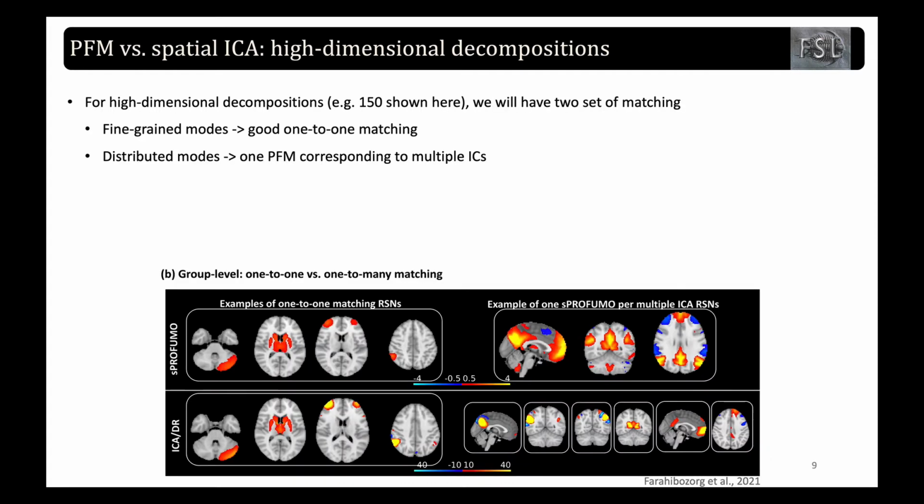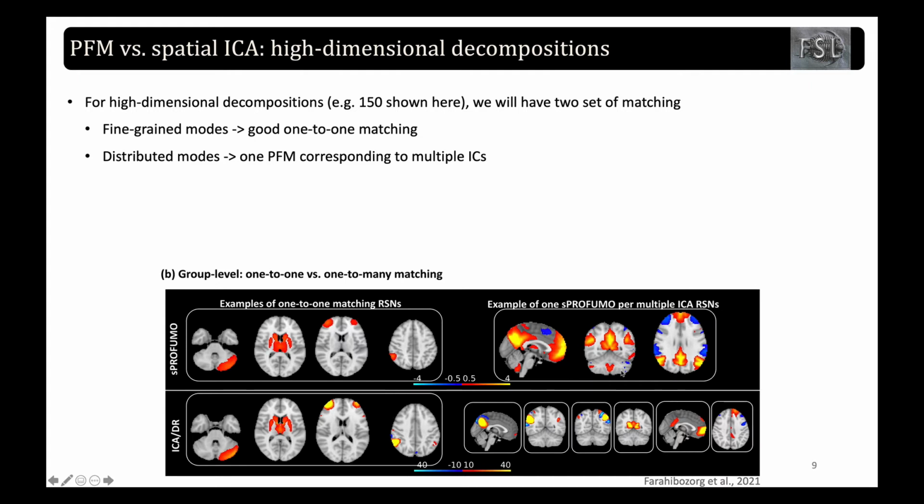It changes a little bit when you go to higher dimensionalities. So now, instead of asking both ICA and PFM to get 25 components, we're asking the models to give us 150 components. So it's essentially a finer grain decomposition. And here the interesting thing is that there is still some one-to-one matching. So this figure here on the left-hand side, we see again one mode from PFM at the top and a single mode from ICA at the bottom. And again, there's really good one-to-one matching in that particular component.